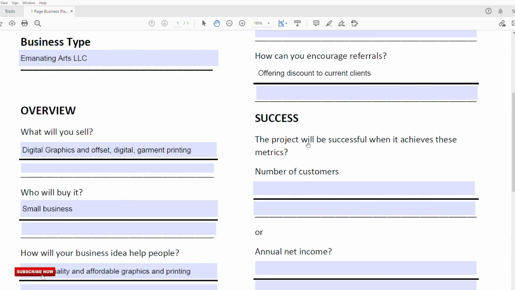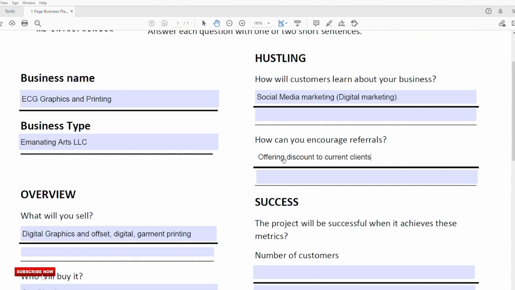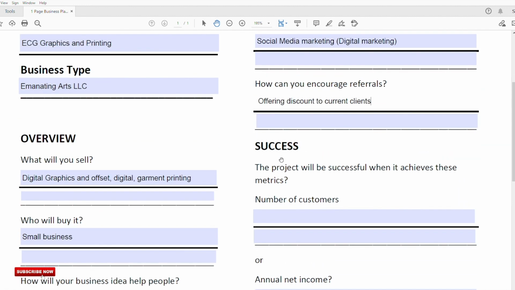So success. This project will be successful when it achieves these metrics. This is really good for you to just say, hey, what do you want to do to take your business to the next level? You know that this is a business venture. Let's say you just want to see how it works. You want to do this for 2 or 3 months. So you want to basically give yourself a goal of when you want to make an informed decision of whether you want to continue the business or stop it.